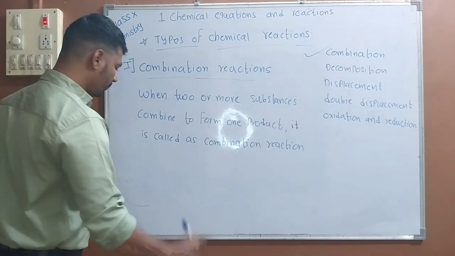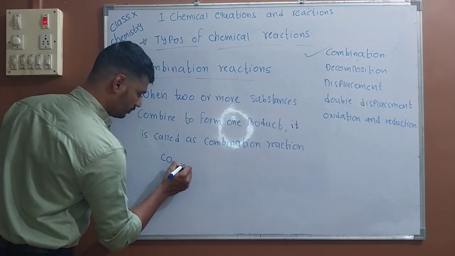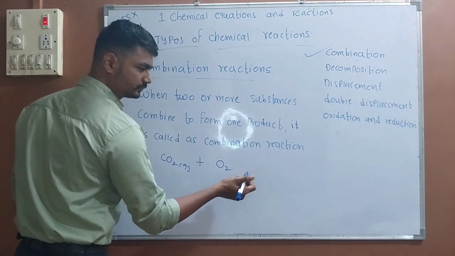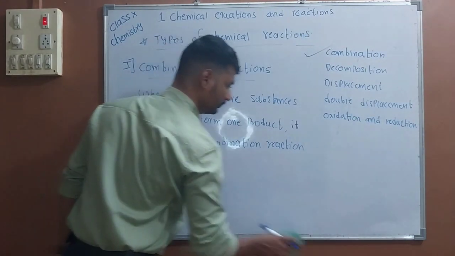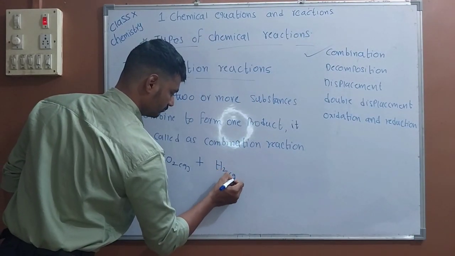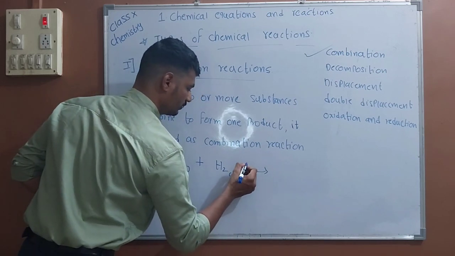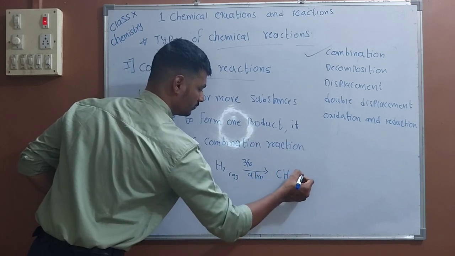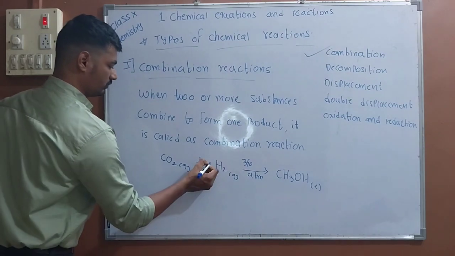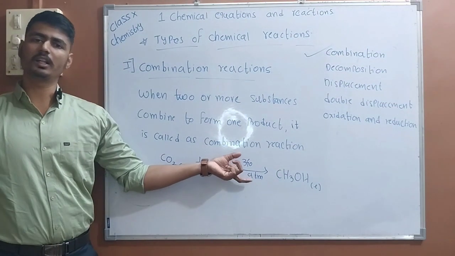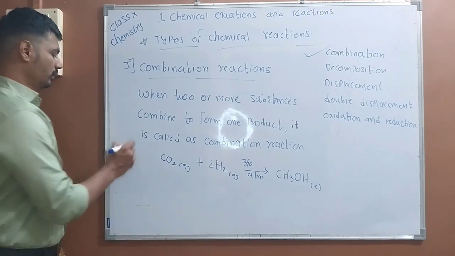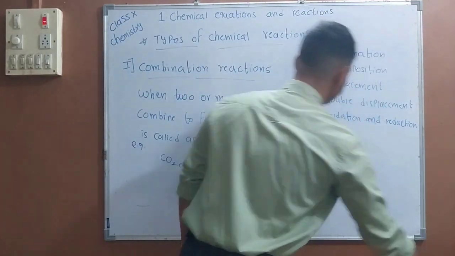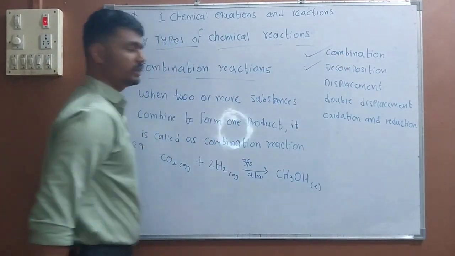So I am writing the same example here. What we have written earlier: CO2 in the gaseous state plus H2 forms CH3OH in the presence of 340 atmospheric pressure. So this is called a combination reaction. Okay. Now the second type is called decomposition reaction.